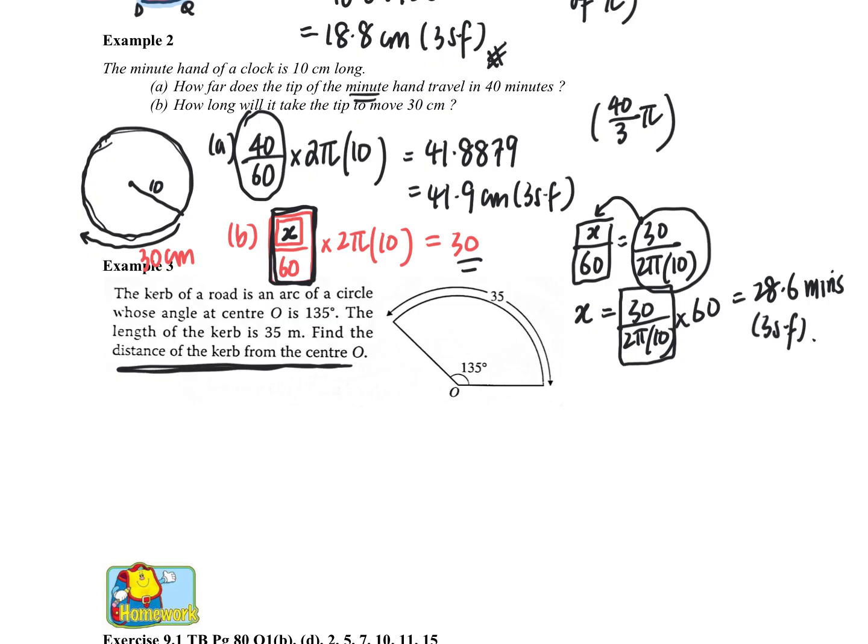Did I calculate wrongly? 2 pi 10 times 60. Correct, 28.6. You check this one, this whole thing. Do you times the 10 or not?